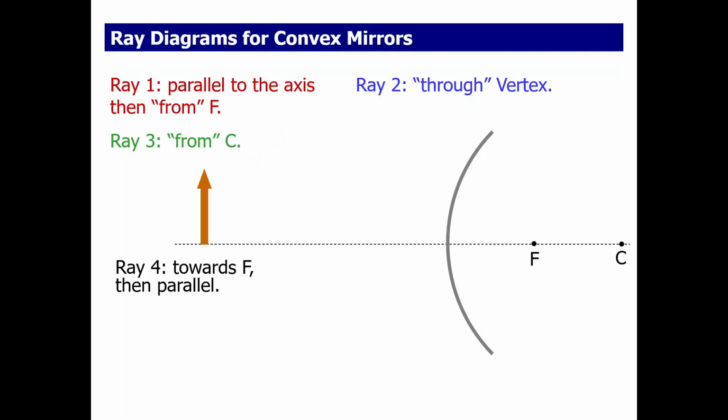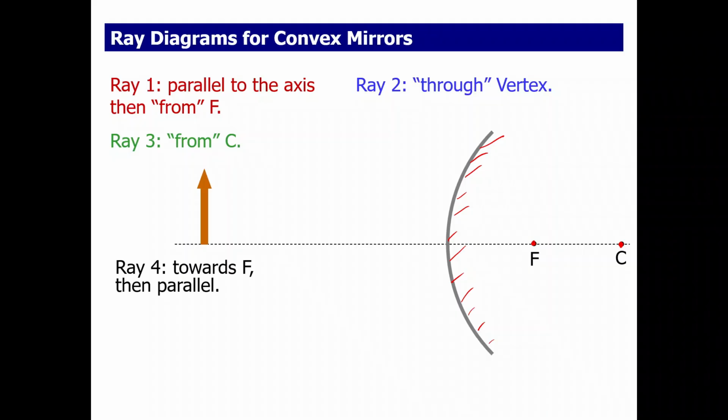Because these are diverging, the light rays are always going to go into the virtual range. So in this case, our reflective surface is over on the left. Okay, so remember, no light actually passes through the mirror. So the center of curvature is now on the opposite side as the incoming light. Our focal point is on the opposite side of the incoming light.